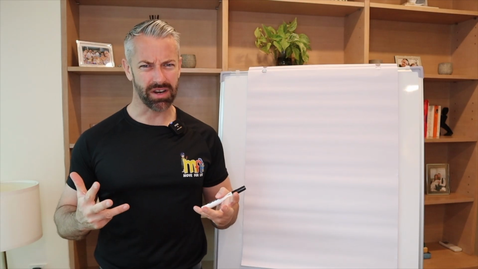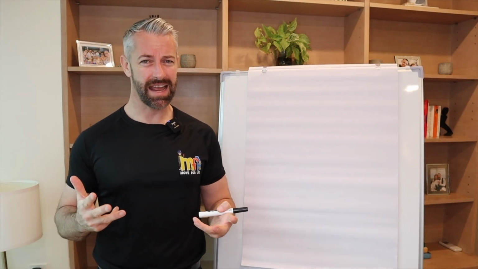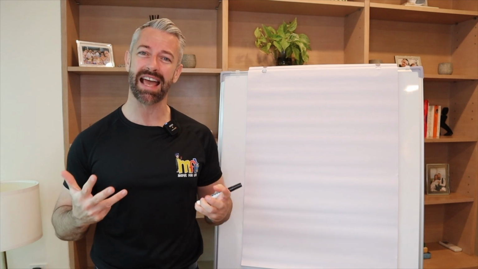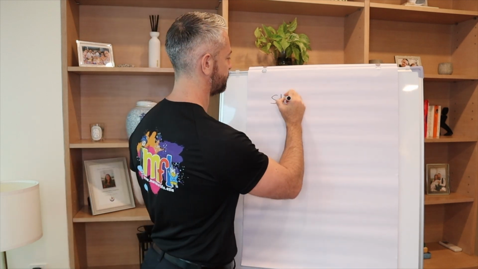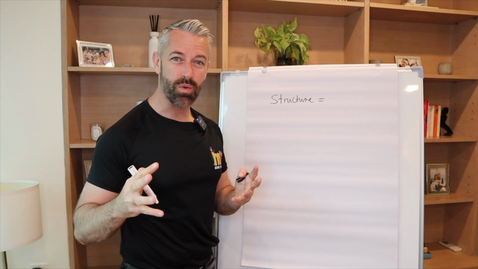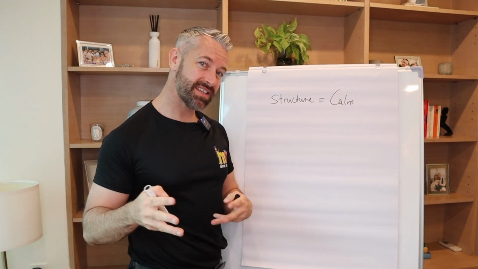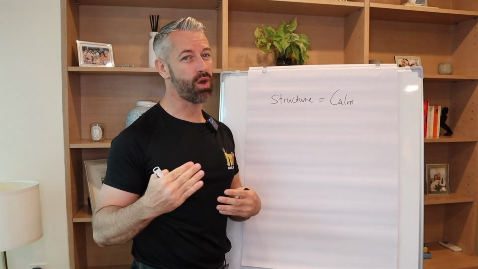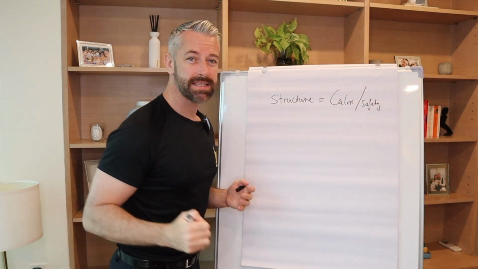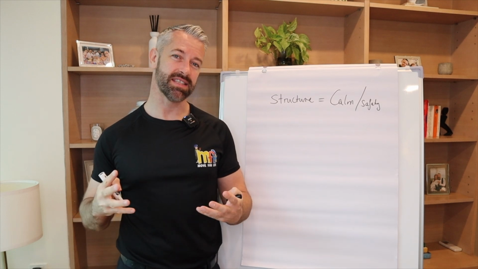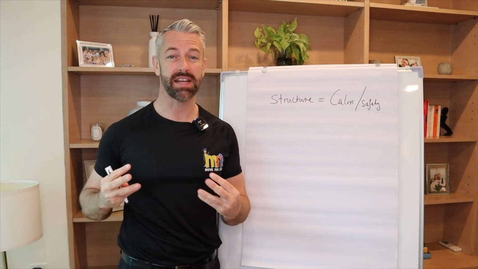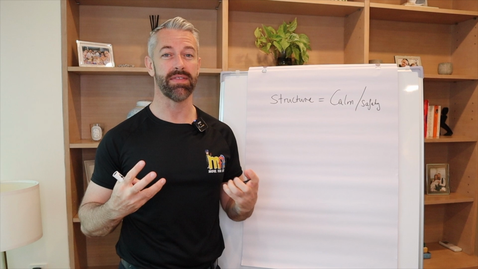Now, how do we get structure for 2 and 3-year-olds? I know it sounds pretty tough, but it is absolutely possible. Structure equals calm. And structure also equals safety, but more about that with the older groups. Sometimes it's the first time that these kids have done dance and movement anywhere. They might have done a little bit at home, but now they're doing it in a group in the classroom.